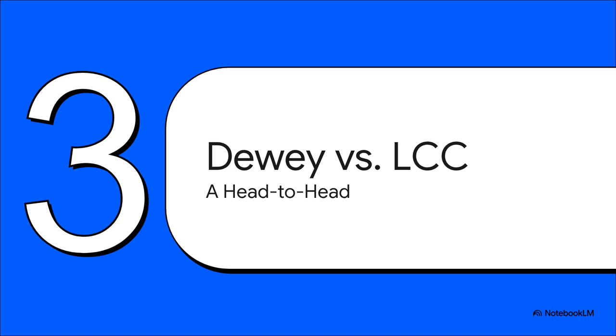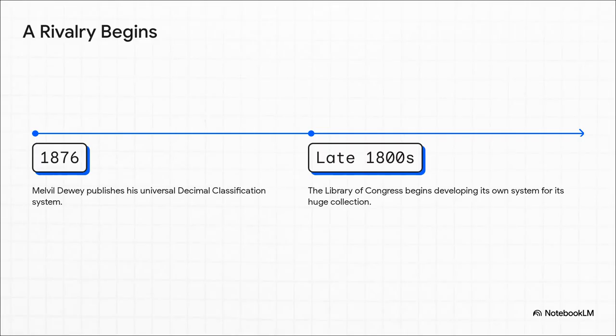Let's put these two systems in the ring and see how they really stack up, head to head. So Dewey actually came first. He published his universal system way back in 1876. It was only later, as the 19th century was turning into the 20th, that the Library of Congress basically said, you know what, this Dewey system isn't quite right for our gigantic, unique needs. So they decided to build their own from the ground up, tailored specifically to the books they actually had.